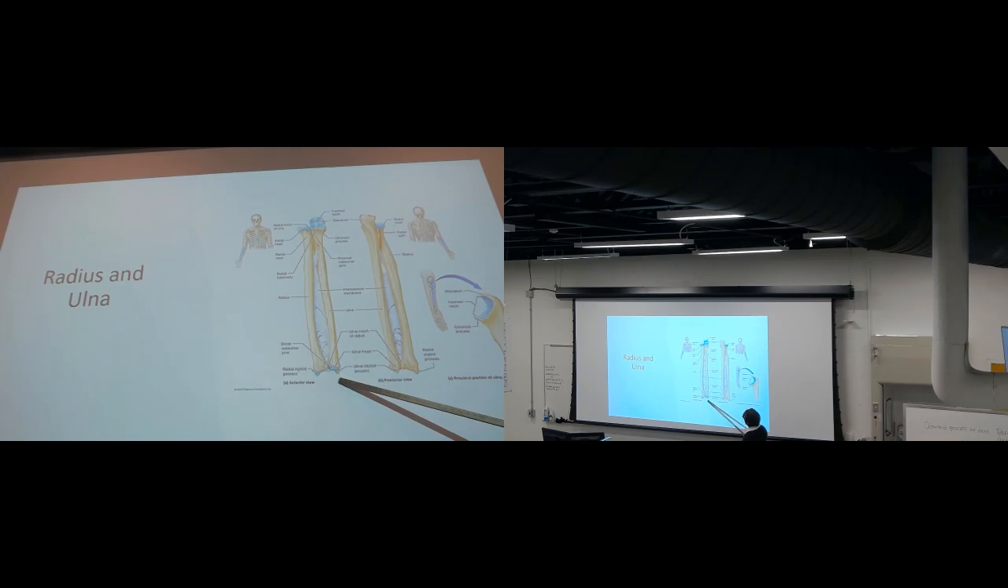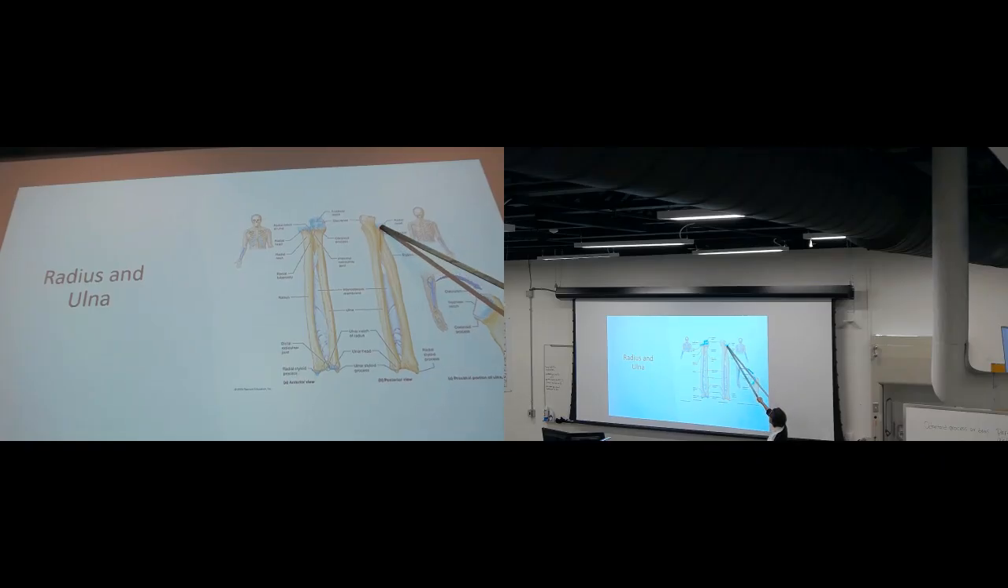And then here in the distal area, we have the distal radio-ulnar joint made by the ulnar notch of the radius and the head of the ulna. And this is the styloid process of the radius, this is the styloid process of the ulna, and this is the ulnar head, which you can see as well in the posterior view.